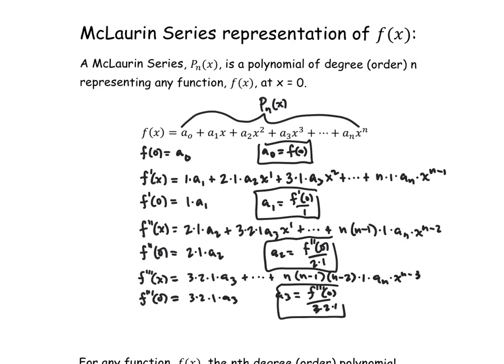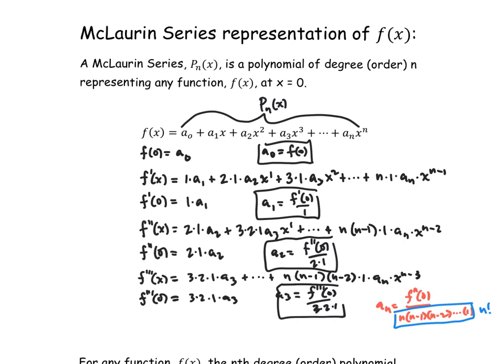all the way out to a sub n. A sub n is going to equal the nth derivative evaluated at 0 over n times n minus 1 times n minus 2, all the way down to 1. Now, how would we define the denominator here? Well, it's going to equal n factorial.